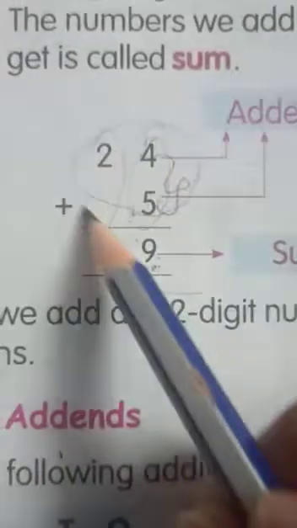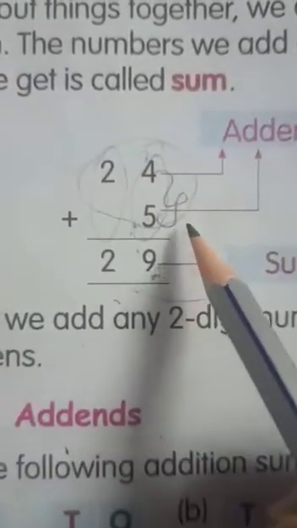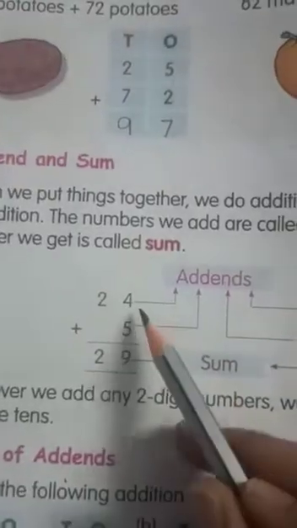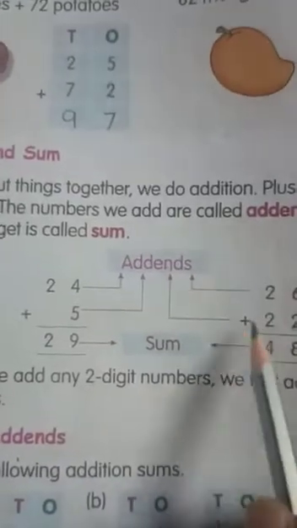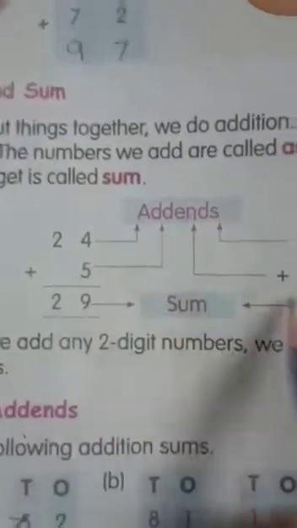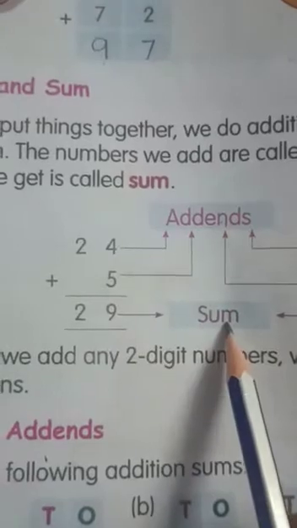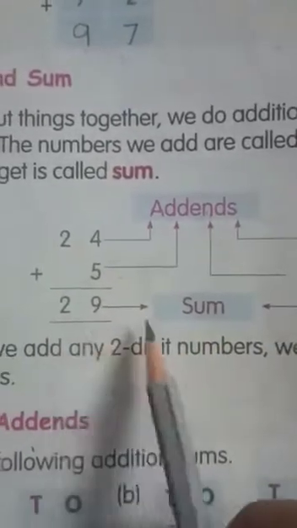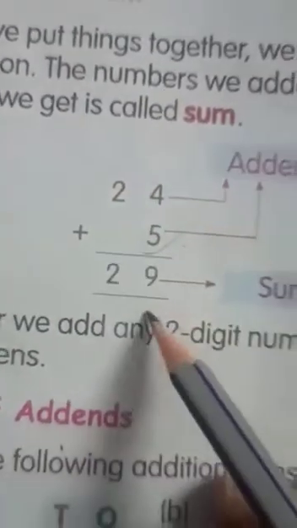Next, addend and sum. Children, the numbers which we add are called addends, and the answer we get is called sum. See here, these are addends and this is the sum.